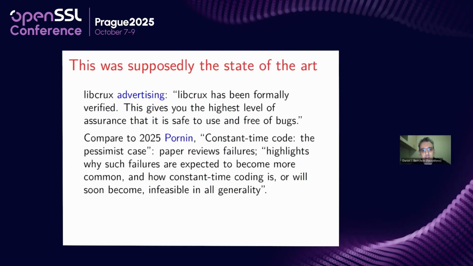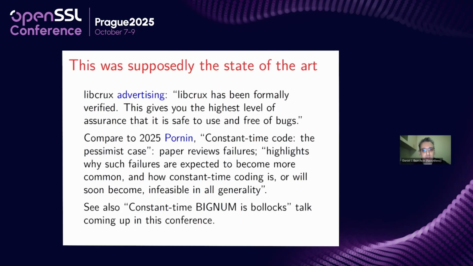Thomas Pornin had a paper earlier this year called Constant-Time Code: The Pessimist Case. It's great fun to read. I recommend it very much, which is going through some of these failures and saying why he expects the failures to become more common, making constant-time coding infeasible in all generality. I also noticed in the schedule for this conference, there's a talk coming up, Constant-Time Bignum is Bollocks, by Billy Bob Brumley. And I assume that'll tell us more of how hard it is to get constant-time code actually working.